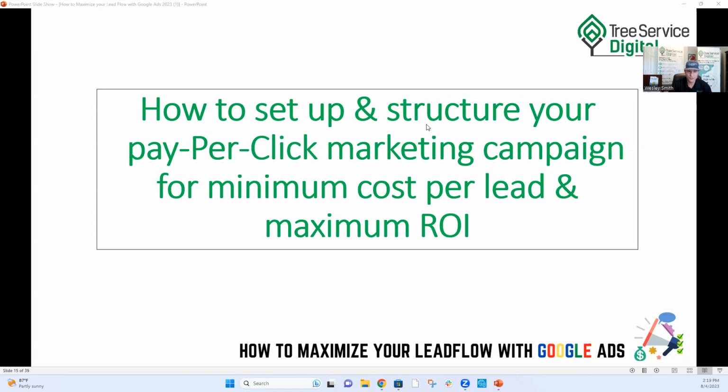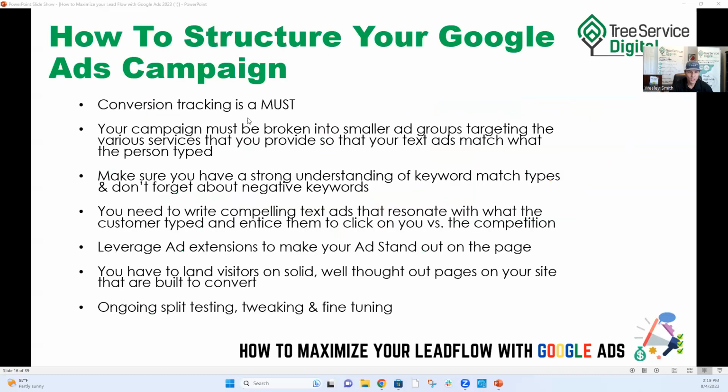Good question though. Here's how to set up and structure your pay-per-click marketing campaign for minimum cost per lead and maximum return on investment. So you must have some sort of conversion tracking on the campaign, right? You don't really know what's working or not working if you don't have conversion tracking on your campaign.